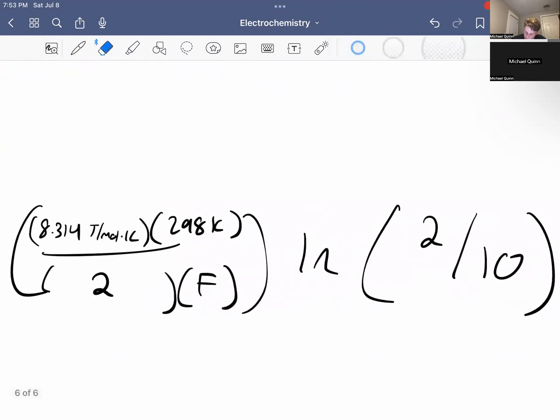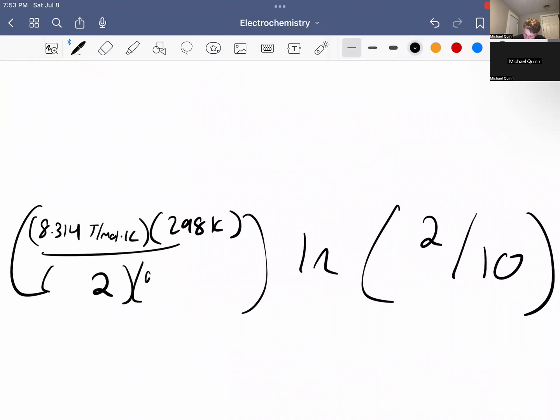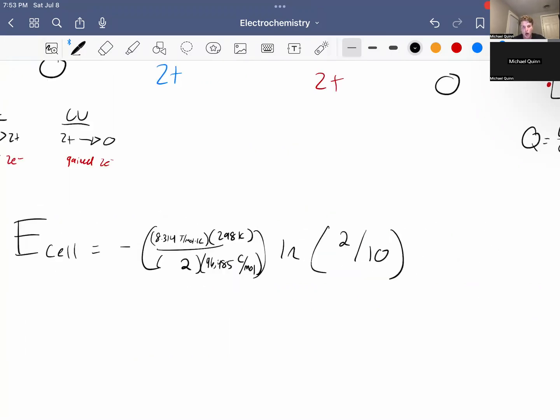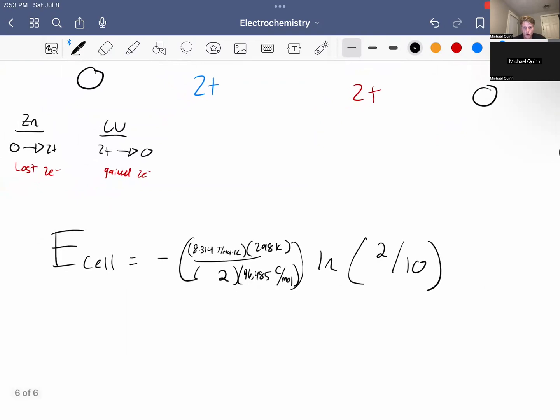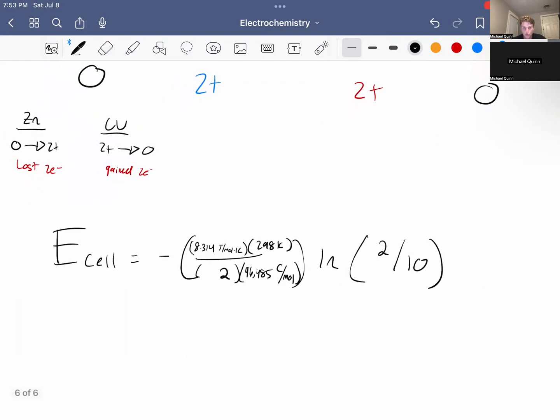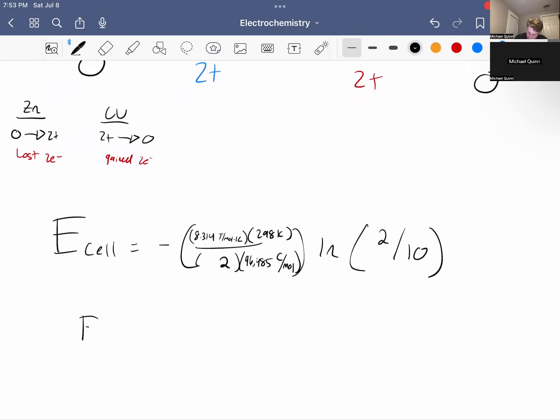So F, which is Faraday's constant, is 96,485 coulombs per mole. And coulombs are a way of denoting charge in a reaction. So now that we have all our variables, we can solve. And for Ecell, we should get the unit of volts.